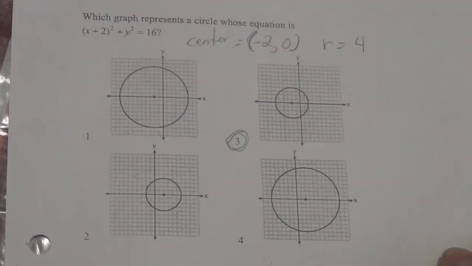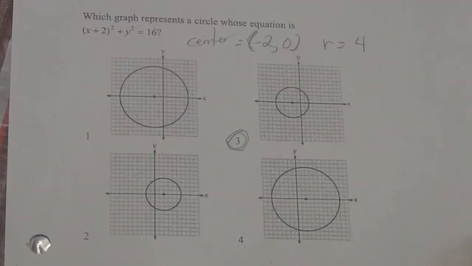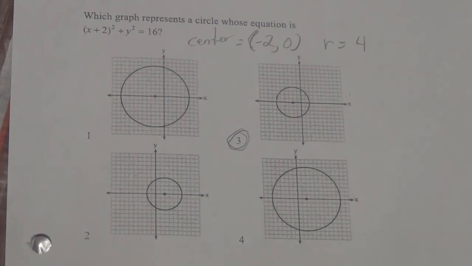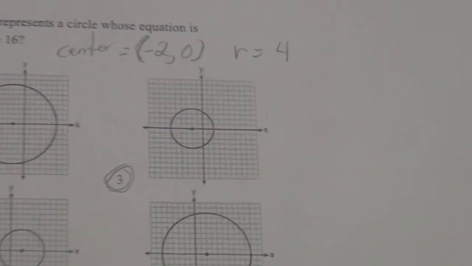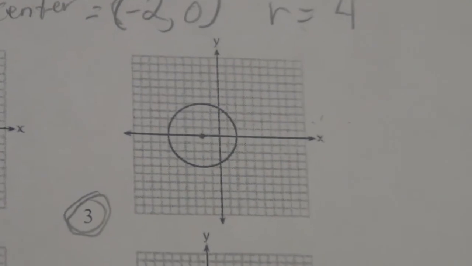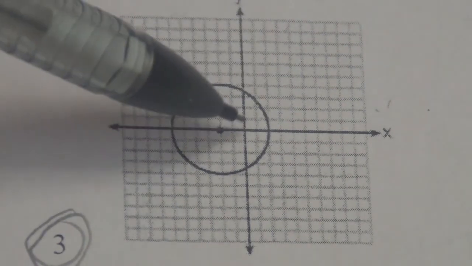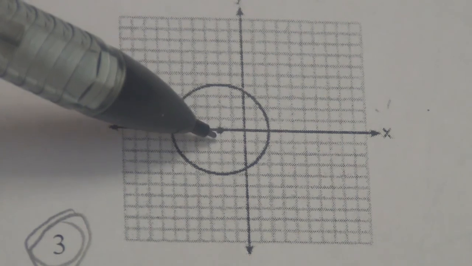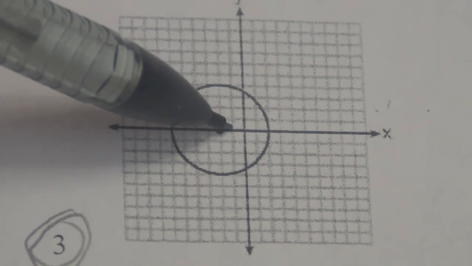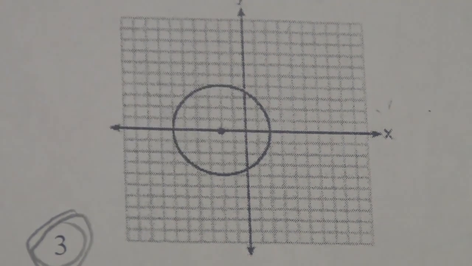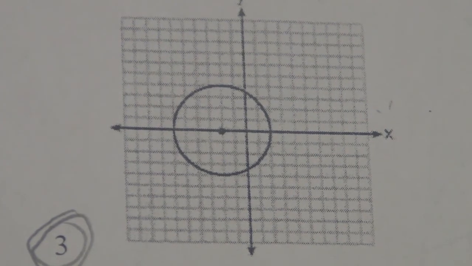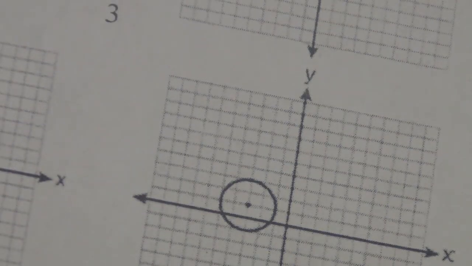There you go. You can look at it if you want to. See that? Negative 2 comma 0. And then the radius is 1, 2, 3, 4. So that's it. Nice. This concludes the lesson on how we explore circles, writing the equation of a circle.